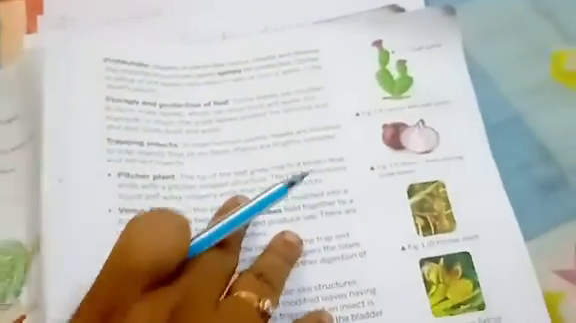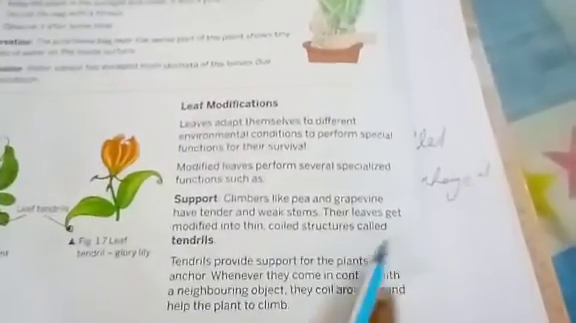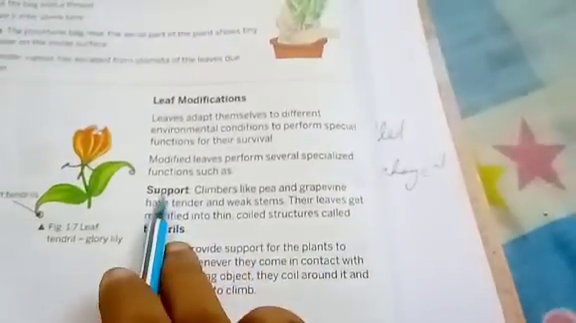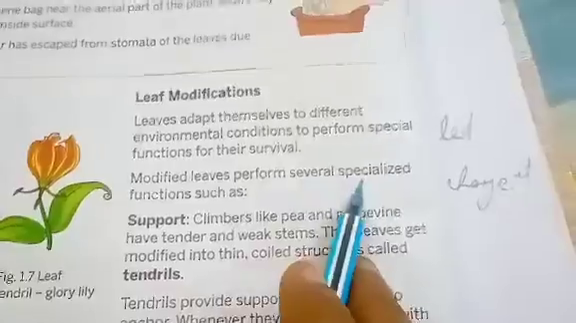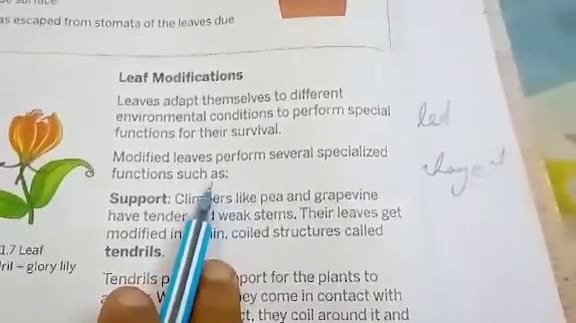Now, what is the next topic in your book? The next topic is leaf modification. Means in different plants the leaves are modified in different ways to carry out specific functions. First one, modification or modified leaves perform several specialized functions. Main function of leaf is photosynthesis, transpiration, gaseous exchange.